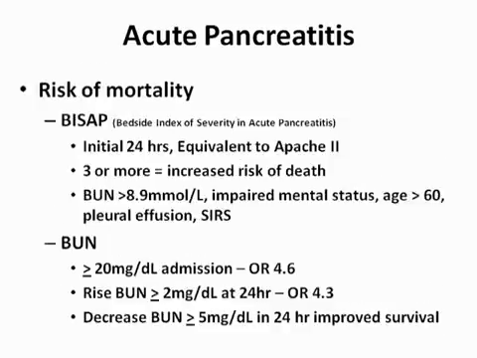Risk of mortality has also been looked at. The BISAP score, which is the bedside index of severity in acute pancreatitis, has been shown to be very effective at identifying those patients at higher risk of mortality, and in fact is equivalent to APACHE II. 3 or more criteria are associated with increased risk of death. This includes a BUN of over 8.9, impaired mental status, age over 60, pleural effusion, and SIRS.